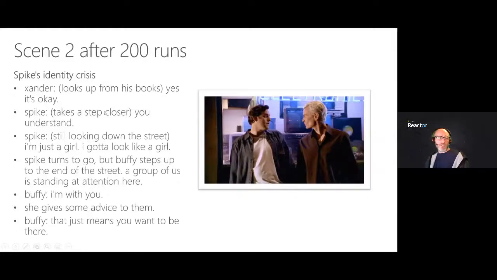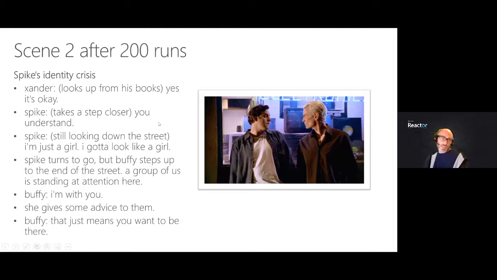And then we see things such as Spike talks to Xander. Xander looks up from his books. Yes, it's okay. Spike takes a step closer. You understand? Spike still looking down the street. I'm a girl. I got to look like a girl. Spike turns to go, but Buffy steps up to the end of the street. A group of us is standing at attention here. Buffy, I'm with you. She gives some advice to them. Buffy, that just means you want to be there.